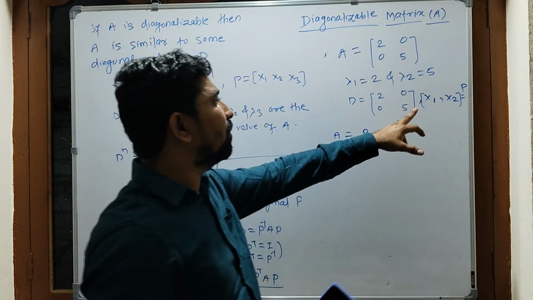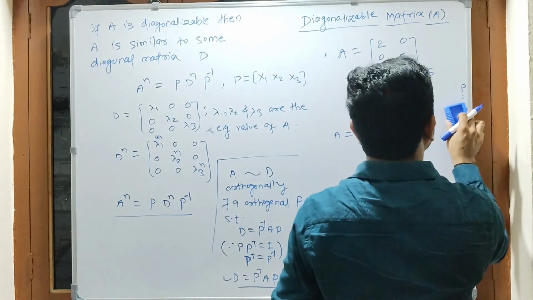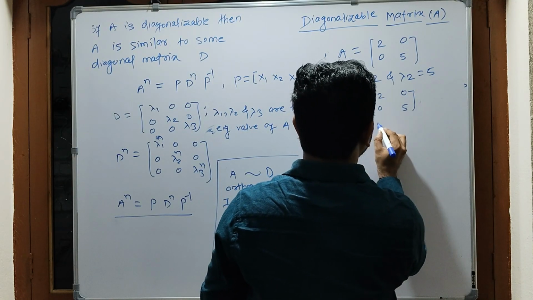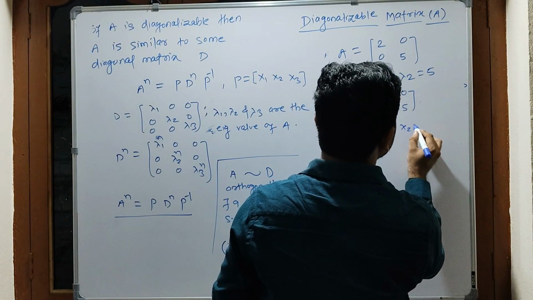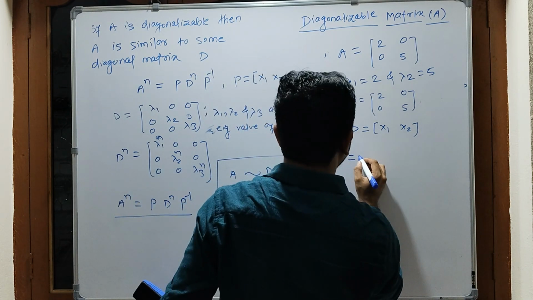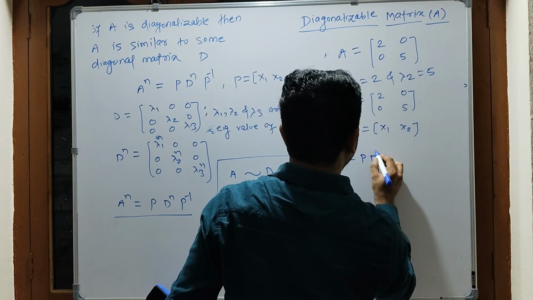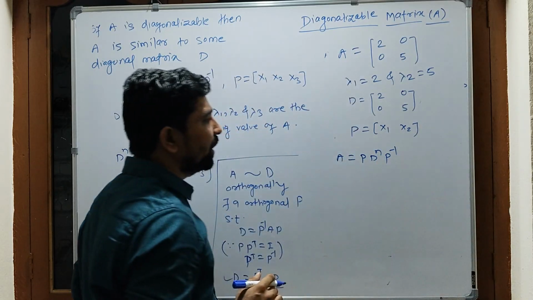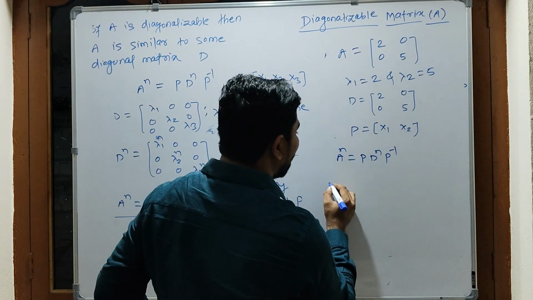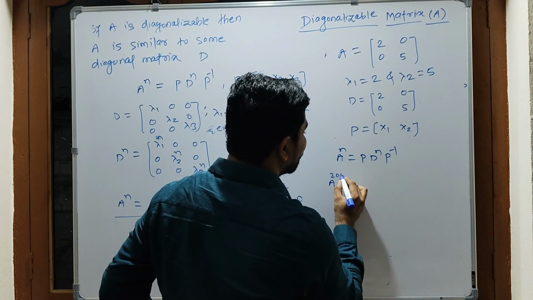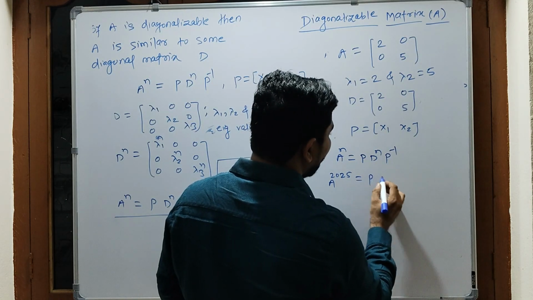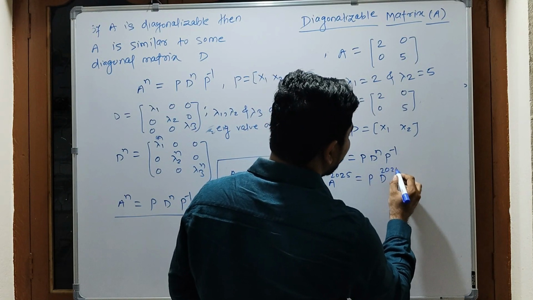So P is the matrix having the eigenvector x1 and the eigenvector x2. After that write A to the power n equal to P D to the power n P inverse. So here I want to find A power 2025. This is the same as P, D power 2025, and P inverse.